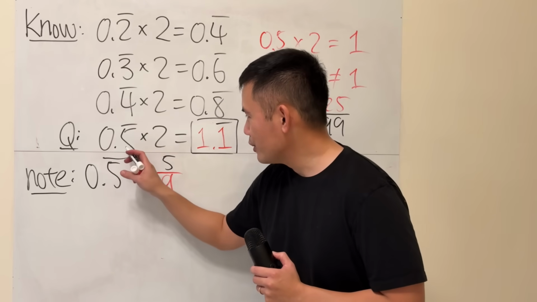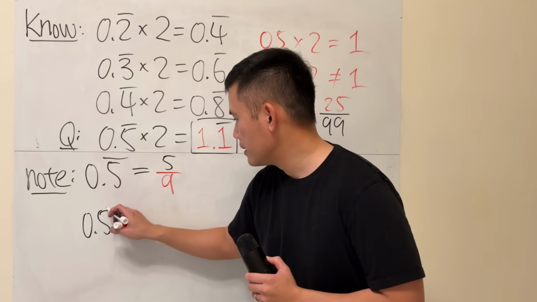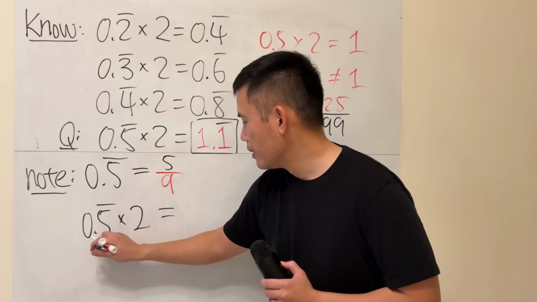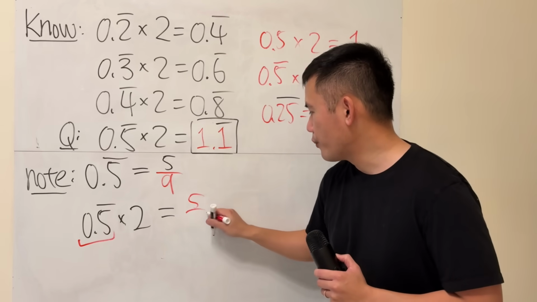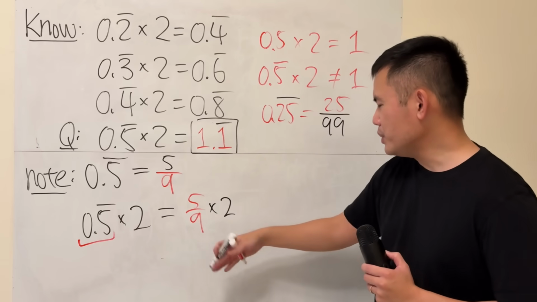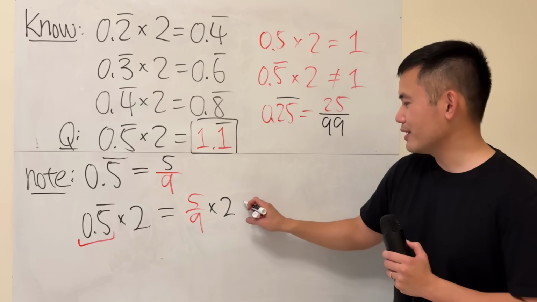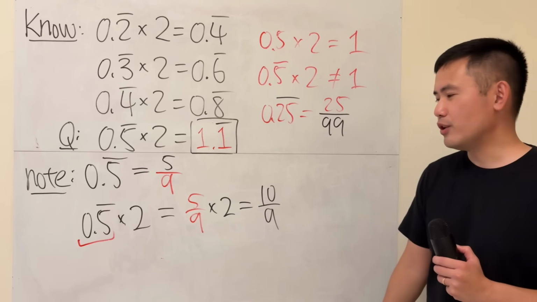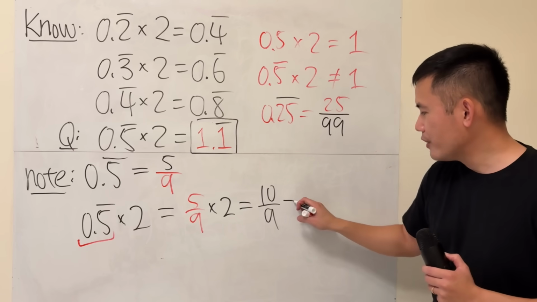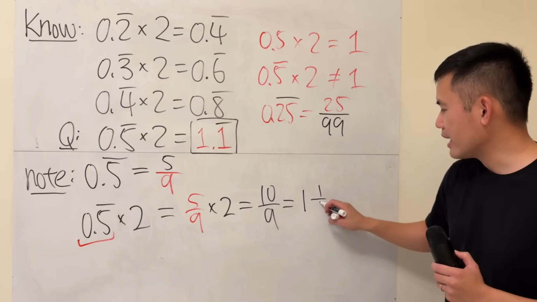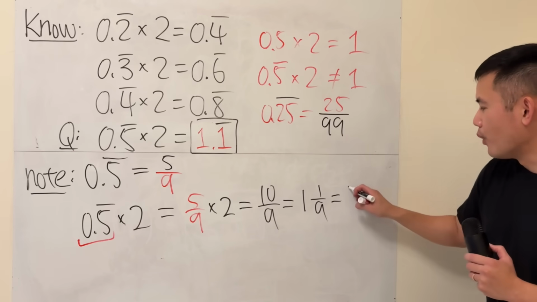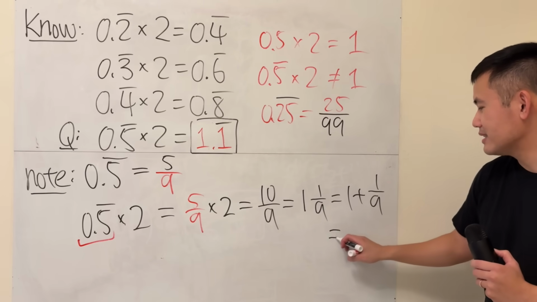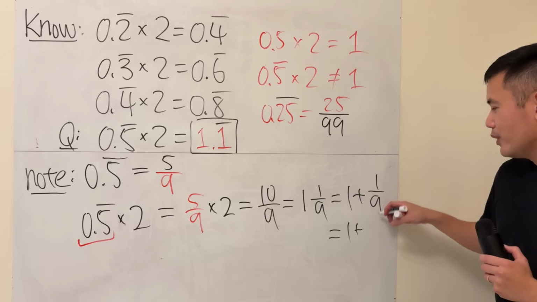So if we have 0.5 bar times 2, change this to 5 over 9 and then times 2. And we can multiply by this. It's just going to be 10 over 9. Okay, 10 over 9, what's 10 over 9? Well, 10 over 9 is 1 and 1 over 9, which means 1 plus 1 over 9. So the idea here is that this is equal to 1 plus 1 over 9.